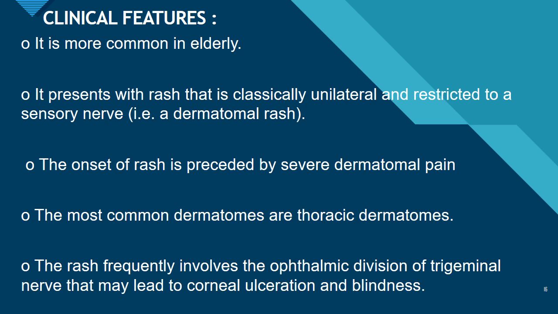Occasionally there is paresthesia without rash and it is called zoster sine herpete. The most commonly involved dermatome is thoracic dermatome. However, ophthalmic division of trigeminal nerve is also frequently involved, and when this ophthalmic division is involved, it can lead to corneal ulceration, blindness, and another complication called granulomatous cerebral angiitis, which is a cerebrovascular complication that can lead to stroke-like syndrome, especially when ophthalmic division is involved.